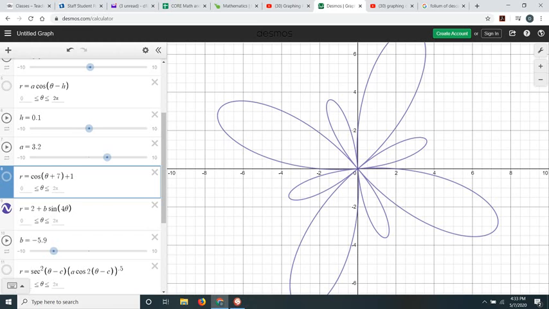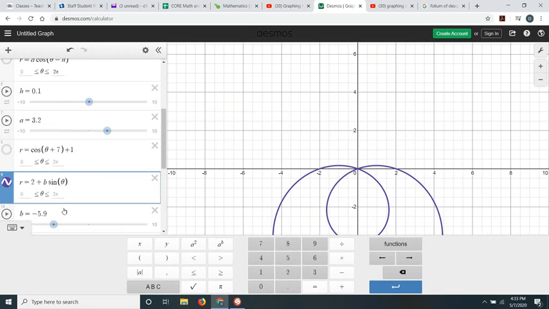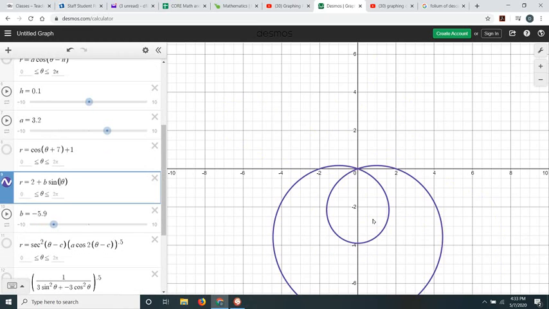If I take this out, let me take the 4 out of there. This thing right here, when it looks like this, oh, you can't see it. Let me make this go away. When it looks like this and it has a little loop in it, that's called a limaçon. If you watch the video that I keep telling you about, the hour-long video, he'll go through every single one of these different things.